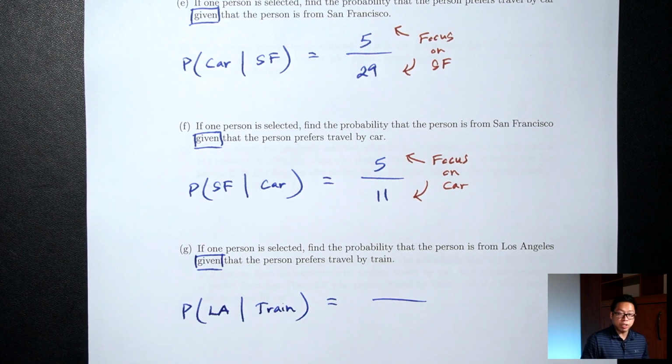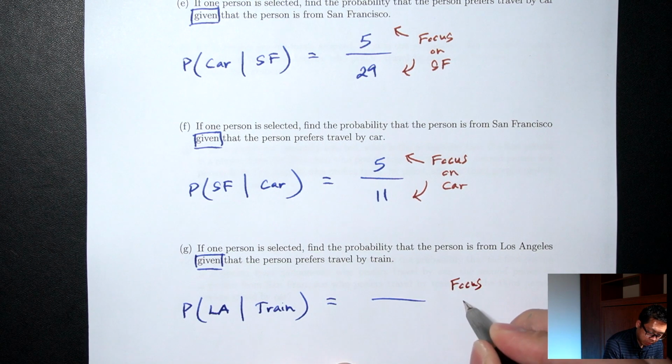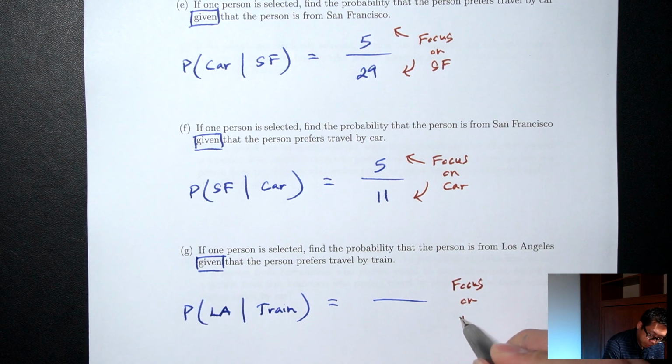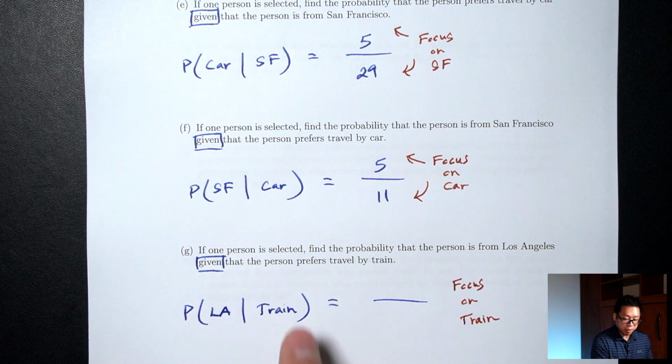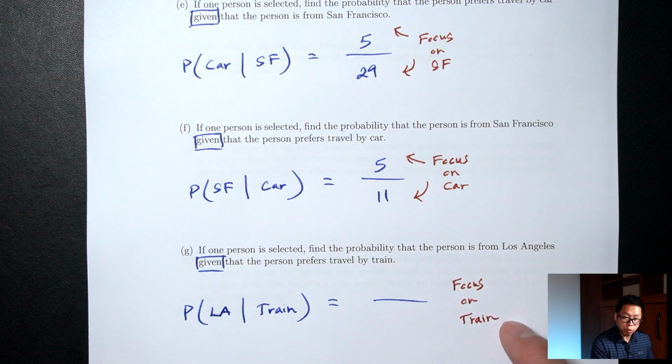Anytime you have conditional probability, it's telling you to focus on a part of the table. So what should I focus on here? The LA numbers or the train numbers? It's always going to be the given part, which is the second part. So this is telling me I need to focus on the train numbers. Whatever is coming after the word given is what you should focus on. So here, given, train. Focus just on the train numbers.